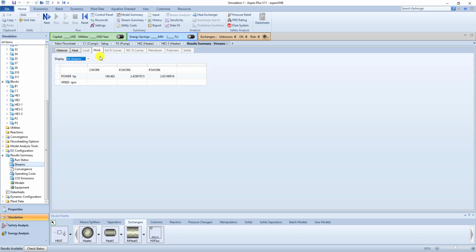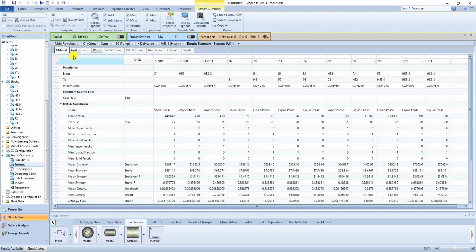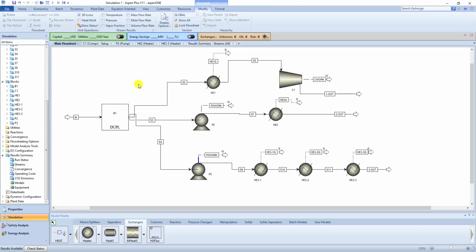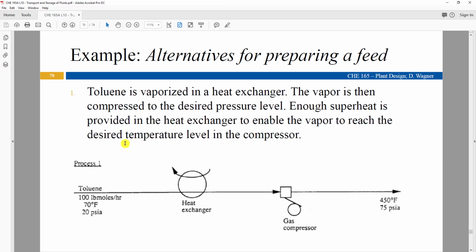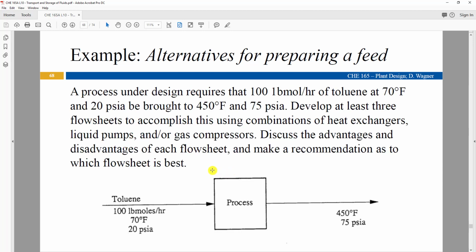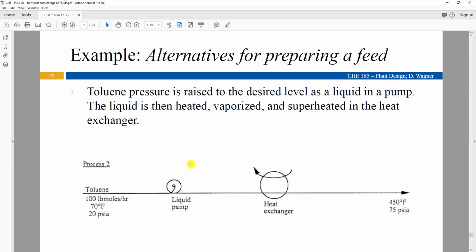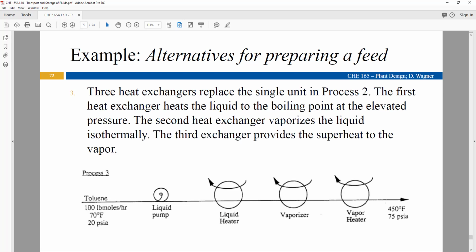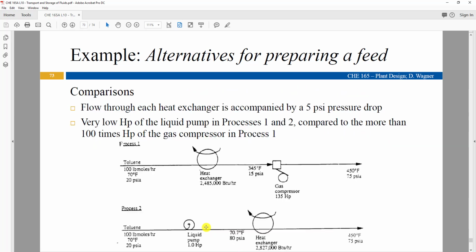We can also look at our work streams. We can see that the compressor would be about 140 horsepower. Each pump is going to be about 2.5 horsepower. And now we have completed the specifications, or we've determined that process 1, 2, and 3 would require the appropriate amount of heat and energy that we see from lecture.